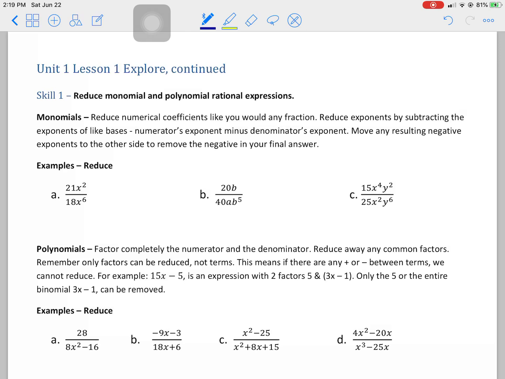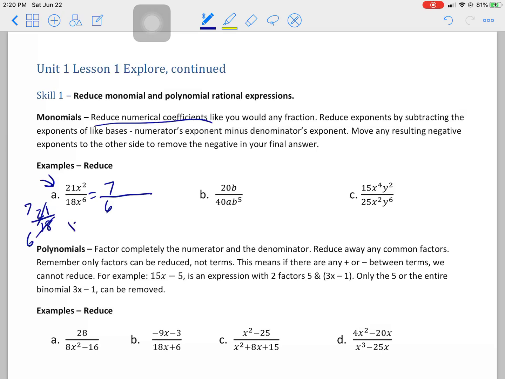All right, next page. Page 3, we're going to reduce rational expressions. That's a rational expression that needs to be reduced. We need to reduce the numerical coefficients like you would any other. So 21 by 18. Divisibility rules say that 3 goes into both of those. 3 goes in 7 times, 3 goes in 6 times. So I know there's going to be a 7 and a 6 going on.